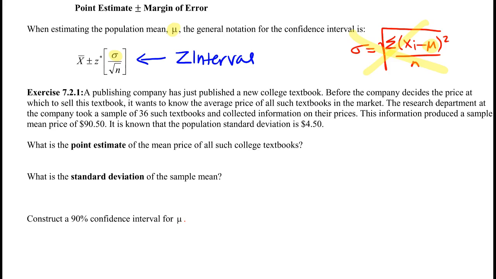So the most important thing for everything for 7.2, 7.3, 7.4, the rest of this section of the lecture notes is to really make sure, was the value given to me a sigma or an s?